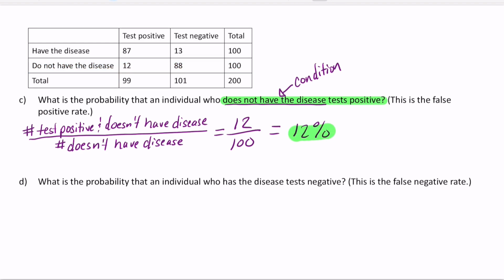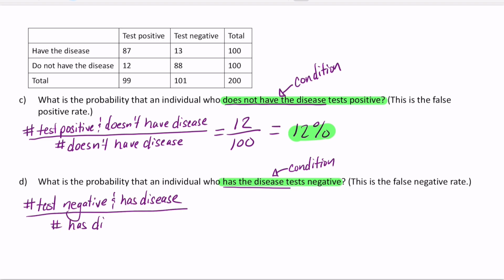The next question says, what is the probability that an individual who has the disease tests negative? This is a false negative rate. Once again, we have another condition. Our condition is that we're looking at people who have the disease. So we've narrowed down our sample size to the people who have the disease, and we're looking for those that tested negative. I'll start by highlighting the people who have the disease. And it looks like there are 13 that tested negative who have the disease, giving us 13%.